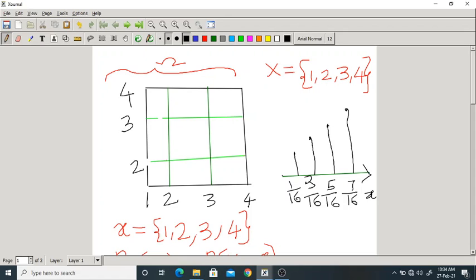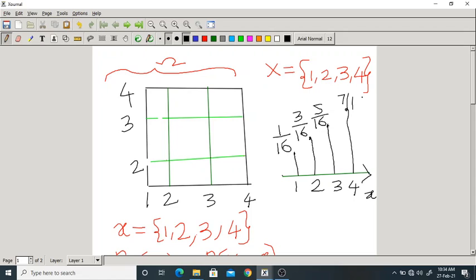Now, what is this probability? Sorry, I wrote it reversed. This is 1. This is 2. This is 3. This is 4. This probability is 1 by 16. This probability is 3 by 16. This probability is 5 by 16. This is 7 by 16. Now this is Px of x. So this is the PMF.